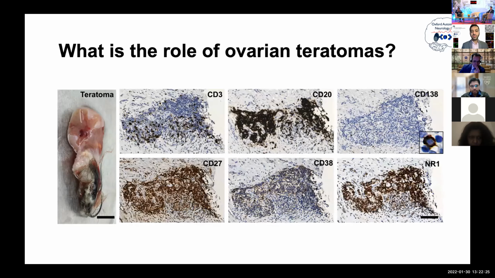So the first thing we noticed was a very simple histological observation, which was that these patients often have within their teratomas lymphocyte dense infiltrates with CD3 cells, with CD20 densities, so B cells as well as T cells. You can see plasma cells marked by CD138. And then perhaps most interestingly, dense expression of the autoantigen, the NR1 subunit. And this reminded me of germinal centers, because this is what a germinal center should look like: T and B cells opposing and antigen present.